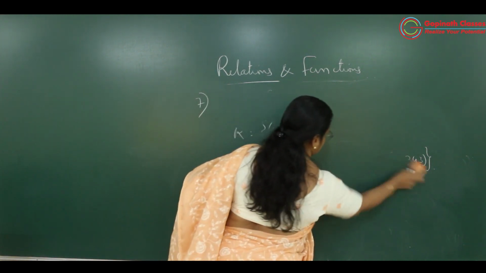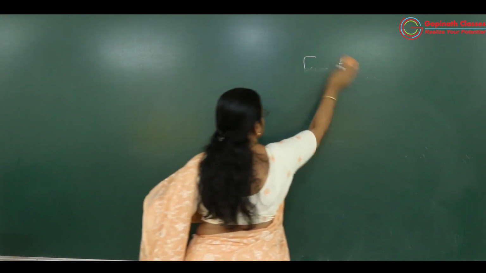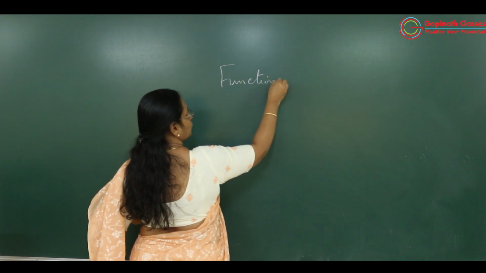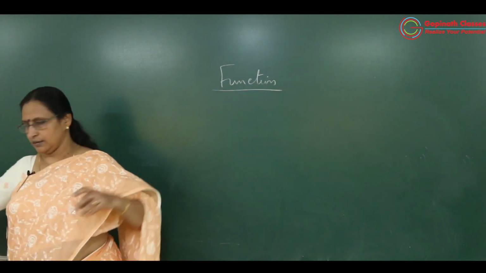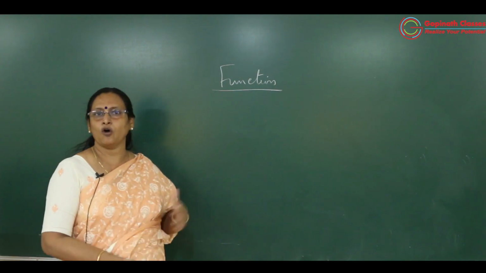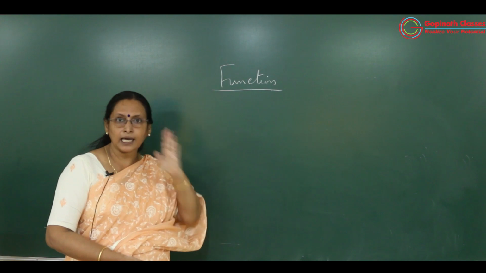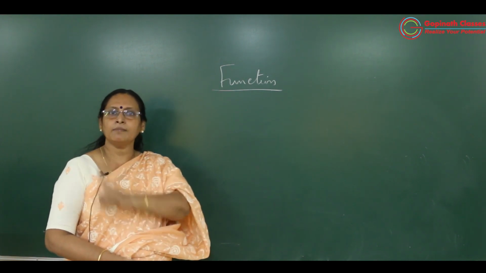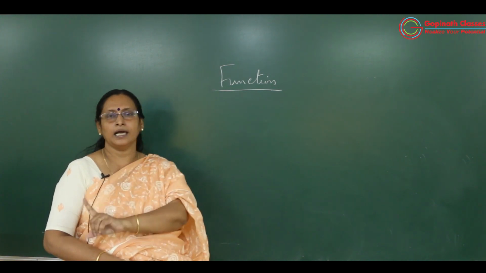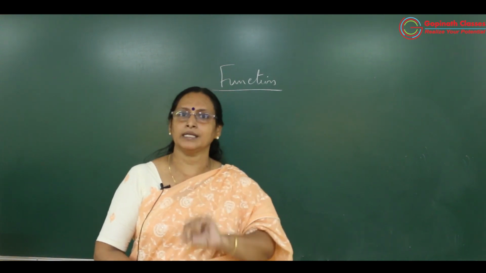Now let's come to functions. What makes a relation a function? There are some specialities for functions. What makes a relation a function? In a relation, this you should understand very clearly. For every element of the domain, there should be a single image in the second set. For every element there should be a single element. Every element of set A is associated with a unique element in set B.